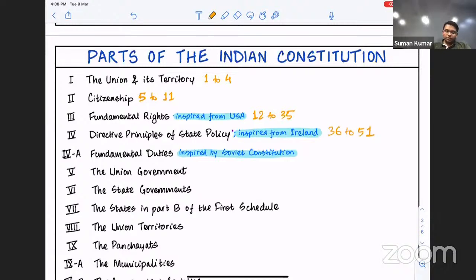If you know part 1, 2, 3, 4, somehow, you need to know each and every article because they are extremely important towards the functioning of India.